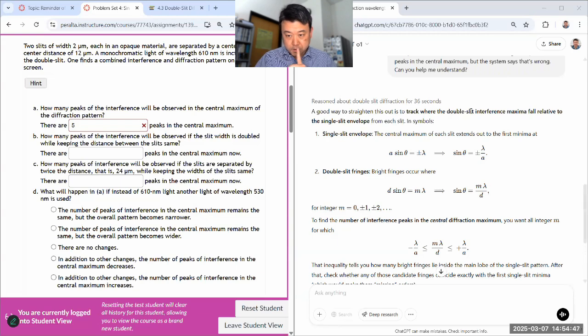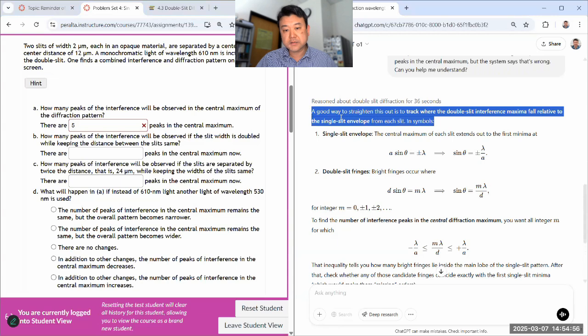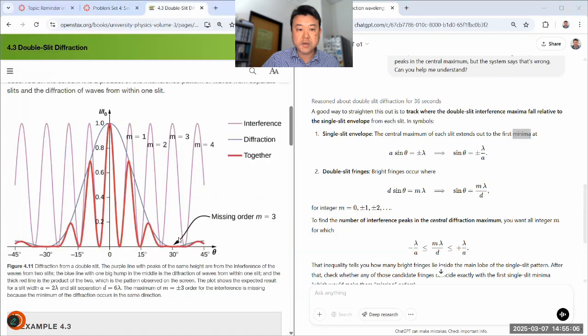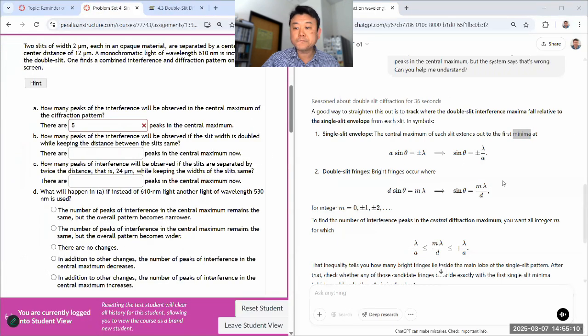Straight lines track where the double slit interference maxima fall relative to the single slit envelope from each slit. Okay, that is a nice, succinct description in symbols. The single slit envelope extends out to the first minima. Yeah, it's describing the location here, and that's given by this formula.